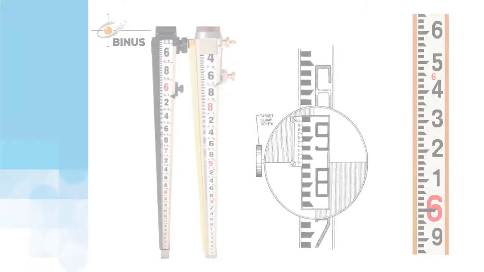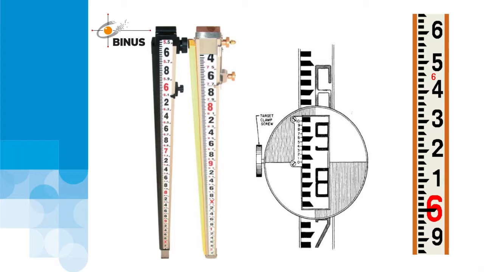The next supporting equipment is a leveling rod. This is used mostly in leveling surveys. In a leveling survey, a leveling rod is placed on a point where an elevation needs to be measured. The water pass will read the numbers on the leveling rod, which is captured by the water pass.